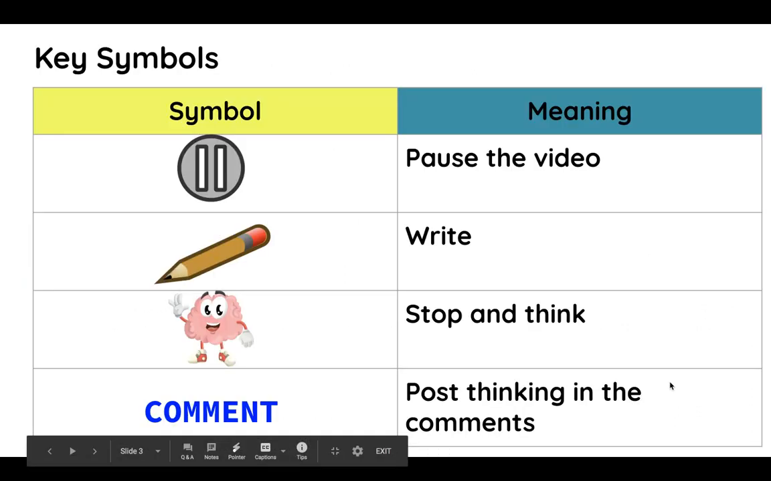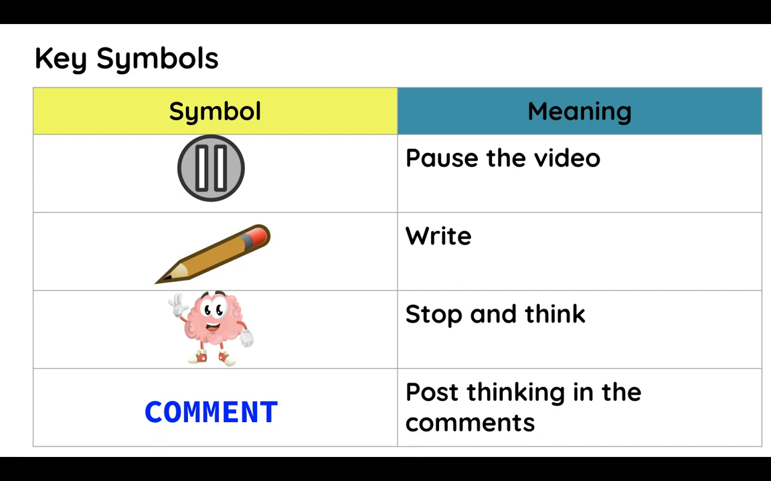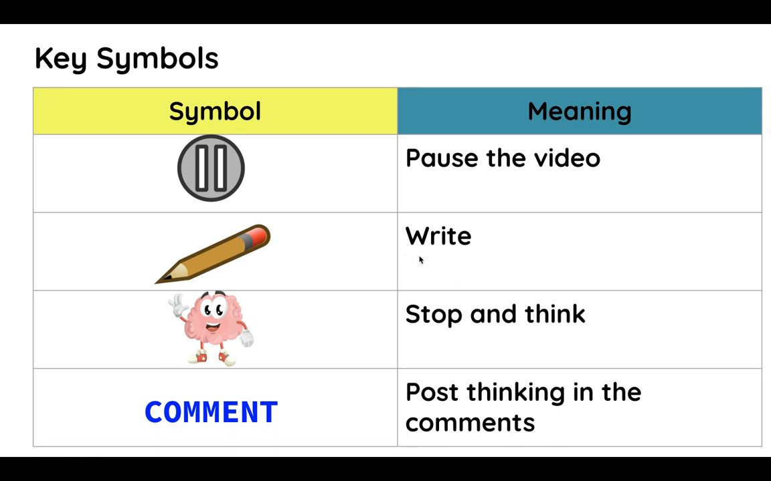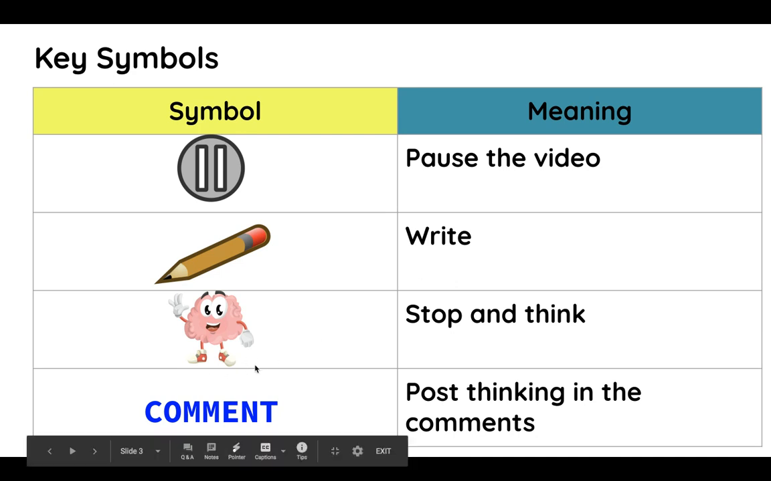You will comment on YouTube your response and explain a little bit how you solved to get your answer. You will see some of these symbols in our time today online. When you see the pause symbol, that means to pause the video. If you see a pencil, that means that you will be able to write on your piece of paper. If you see this brain, you are going to be stopping and thinking. Lastly, if you see the comment at the very end, you will be posting your thinking in the comment section.